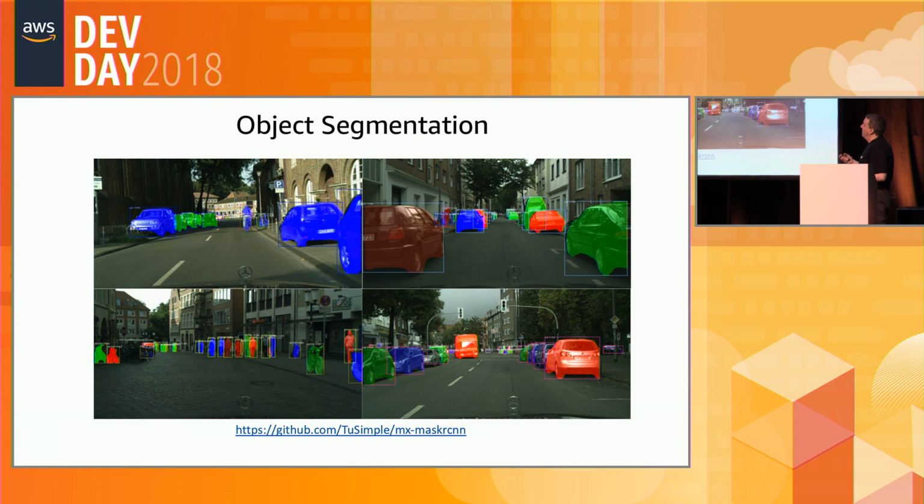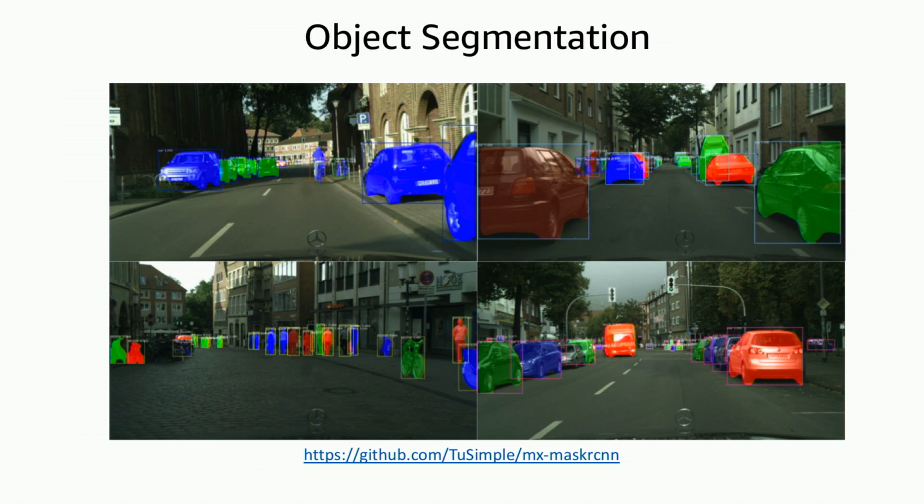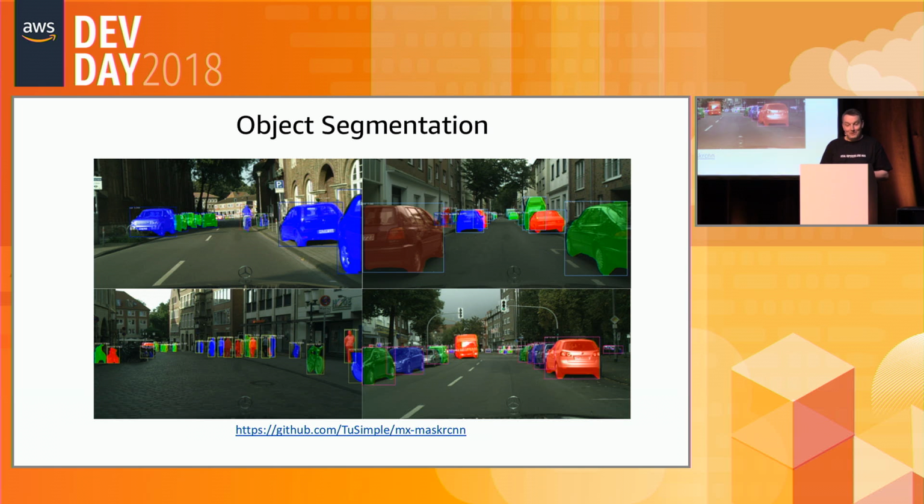One step further is object segmentation, which is finding the exact outline of people and objects. This is a state-of-the-art architecture called Mask RCNN, and this is as good as it gets, to be honest. It's very, very fancy. And this is, again, an MXNet implementation by one of our customers called TuSimple. And believe it or not, TuSimple do autonomous driving systems. So they tend to be pretty interested in where things are on the road, right?